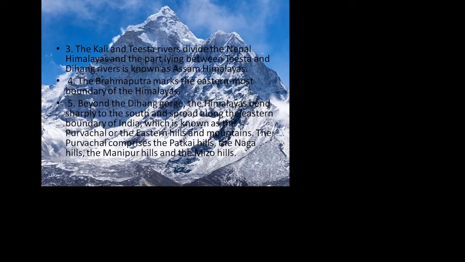The Brahmaputra marks the easternmost boundary of the Himalayas. Beyond the Dihang Gorge, the Himalayas bend sharply to the south and spread along the eastern boundary of India, which is known as the Purvachal or the Eastern Hills and Mountains. The Purvachal comprises the Patkai Hills, the Naga Hills, the Manipuri Hills and the Mizo Hills. All these areas can be found on the right hand side of your map. At the bottom side you can see the Lushai Hills, the Naga Hills and the Patkai Hills.